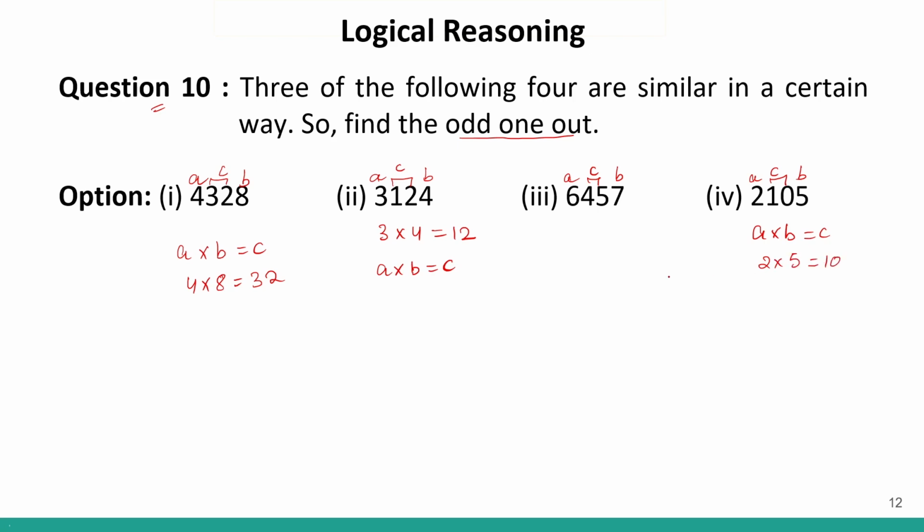Correct? Now, if I look at option number 3, A into B is not equal to C in this option. How? 6 into 7 equals 42, which is not equal to 45. So, in option number 1, option number 2, and option number 4, we had the same logic. But in option number 3, it was different. Therefore, option number 3 is the odd one out because it does not follow the same logic as the other options. So option number 3 will be the correct answer to this question.